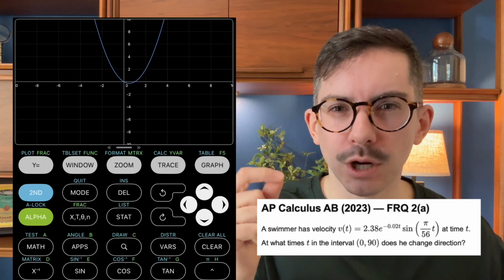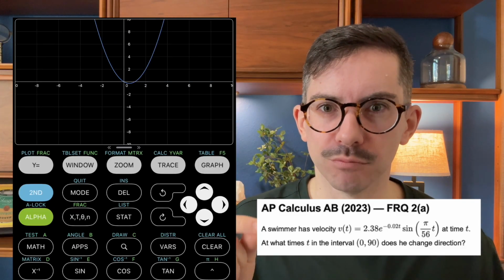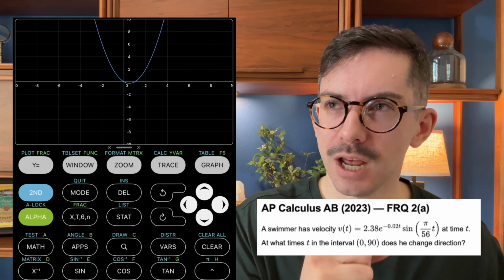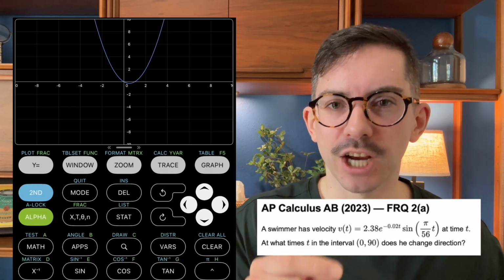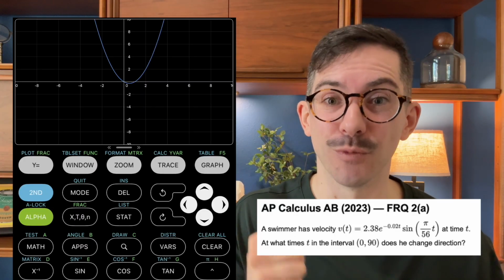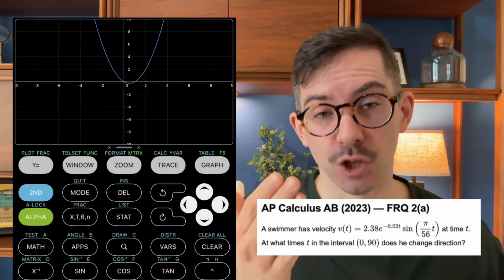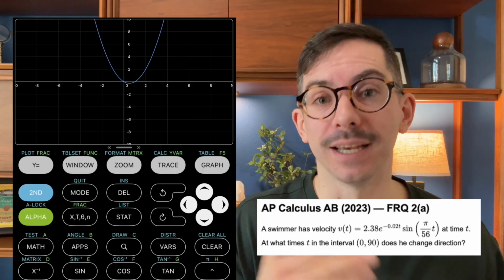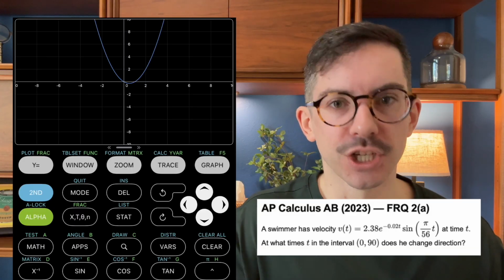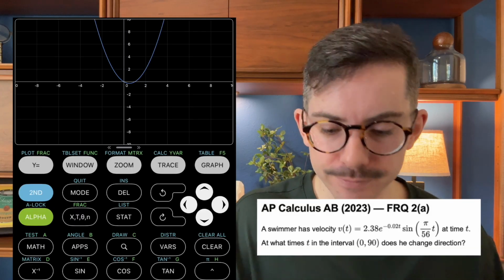So my brain's going already when I'm reading this problem, right? When I see velocity, when I see changing direction, I know that change of direction happens when velocity changes sign, either from positive to negative or from negative to positive. The velocity changing sign means I'm traveling in the opposite direction. Okay, well, let's graph this function and see where it changes sign.